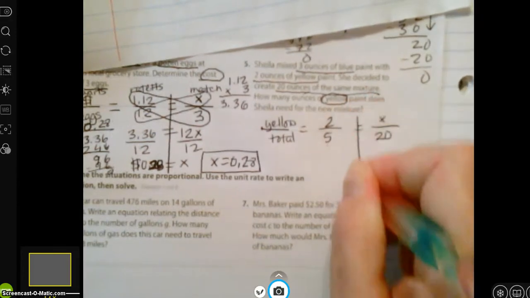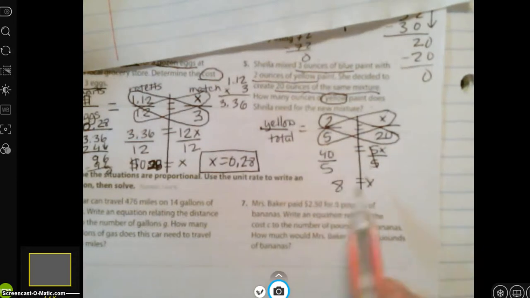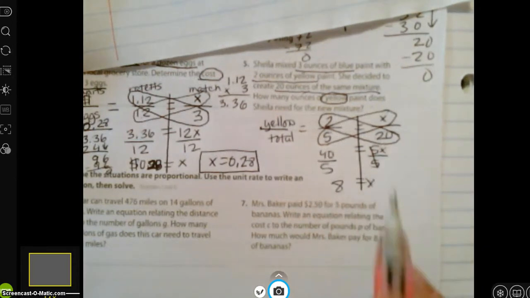Now a lot of y'all can probably solve this in your head. I am going to cross multiply quickly, by the way, to get to the next problem. 2 times 20 is 40. 5x. Divide both sides by 5. And x is 8. So the yellow would be 8, which makes sense that it would be less than half, right? 2 is less than half of 5, and 8 is less than half of 20. So our answer is 8.